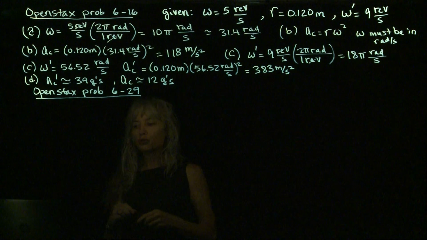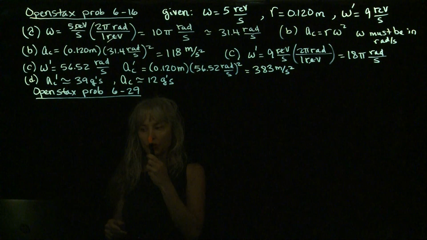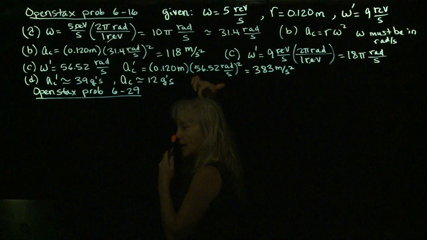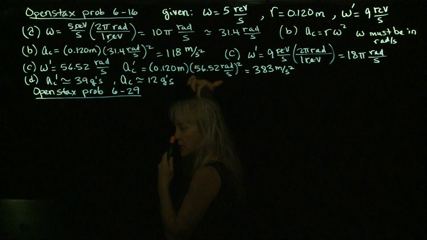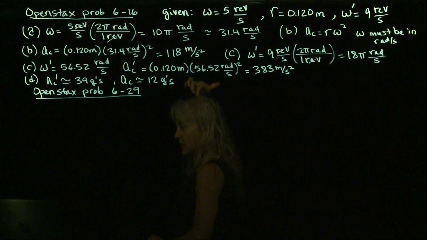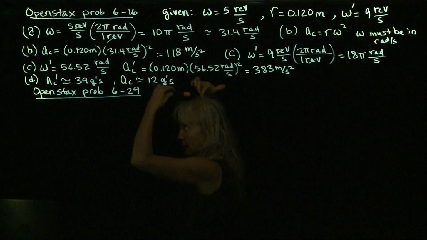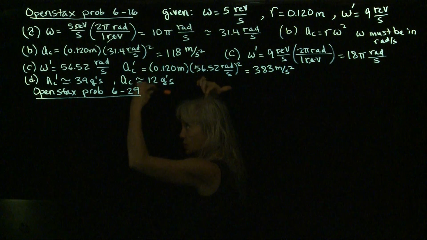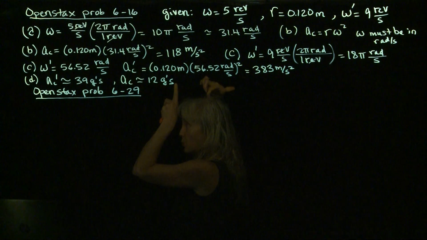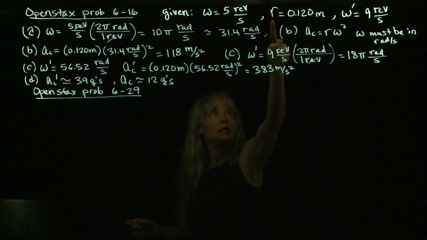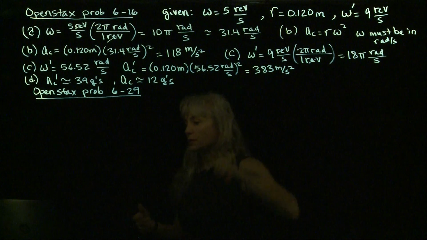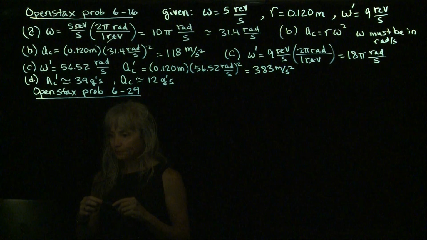Part B, what is the centripetal acceleration of the skater's nose if it is about 0.12 meters from the axis of rotation? So the axis of rotation is a line that goes through the center of his head down between his feet. And so to the tip of his nose, this distance from the axis of rotation to the tip of his nose, they're saying is 0.12 meters. So that's given. Remember, the symbol r is our distance from the axis of rotation symbol. So r is equal to 0.120 meters.